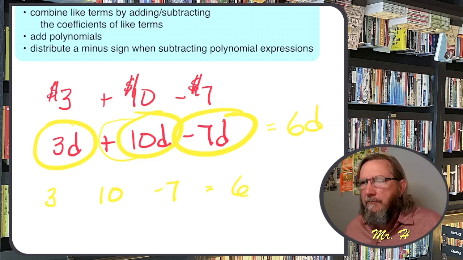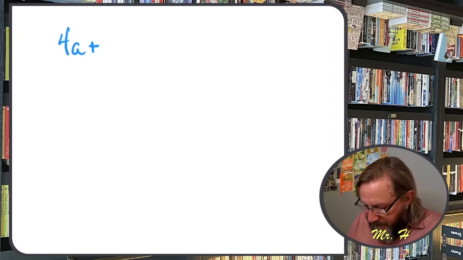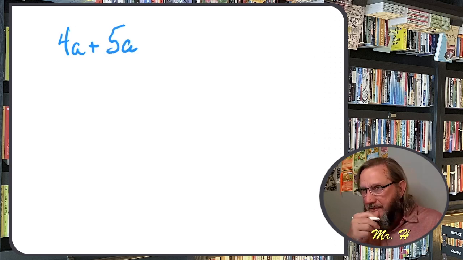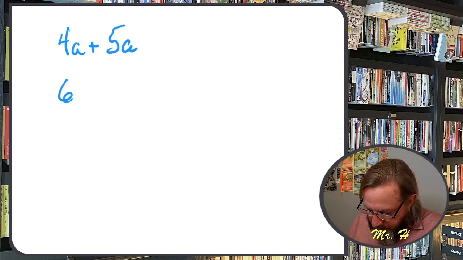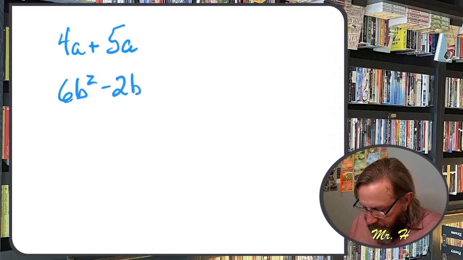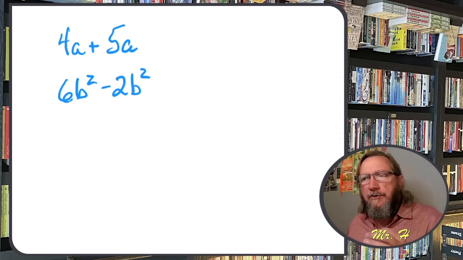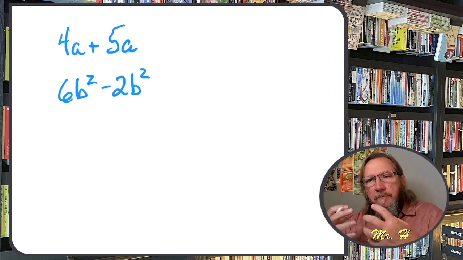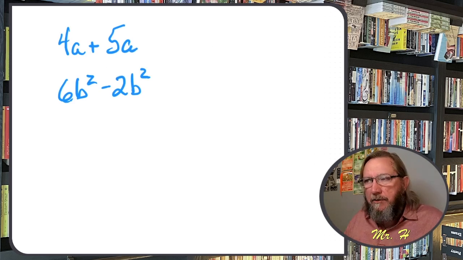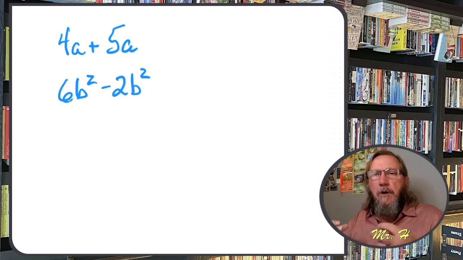What are some problems that we might be able to do with that? Our first problem that we're going to work with is going to be 4a plus 5a. Our second problem is going to be 6b squared minus 2b squared. Let's look at the first one. You'll notice that there are two terms in this expression. There's a 4a and a 5a. We call those terms because there's two of them attached together. We call the whole expression a binomial. Bicycle, bifocal, that prefix means two. Consequently, a binomial is going to have two terms in it.